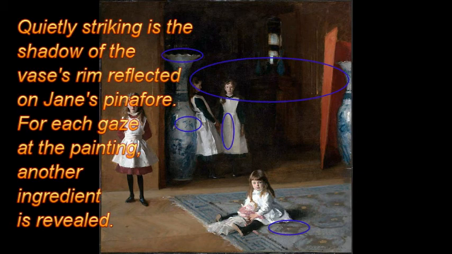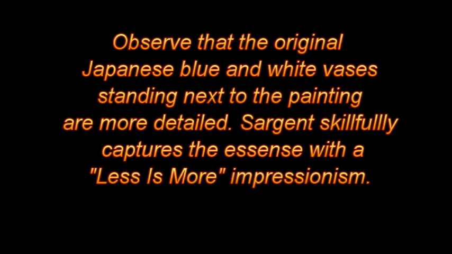Quietly striking is the shadow of the vase's rim reflected on Jane's pinafore. For each gaze at the painting, another ingredient is revealed. Observe that the original Japanese blue and white vases standing next to the painting are more detailed. Sargent skillfully captures the essence with a less is more impressionism.